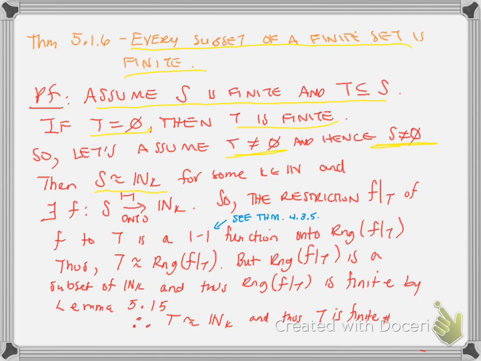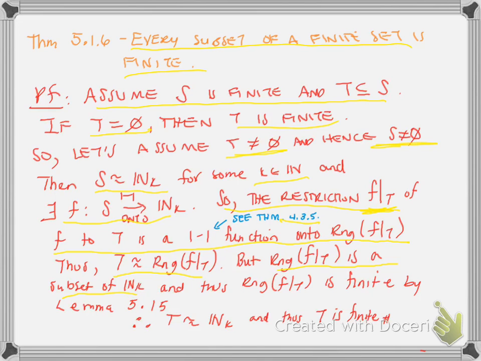So that tells us that S is equivalent to n sub k for some k belonging to the naturals, and there exists a function f from S to n sub k that's 1-to-1 and onto, right? So the restriction, which you should remember, the restriction of f onto T would be a 1-to-1 function onto the range of f restricted to T. And you can see theorem 4.3.5 that talks about the restriction part in 1-to-1. Thus T is equivalent to the range of f restricted to T, but the range of f restricted to T is a subset of n sub k, right?